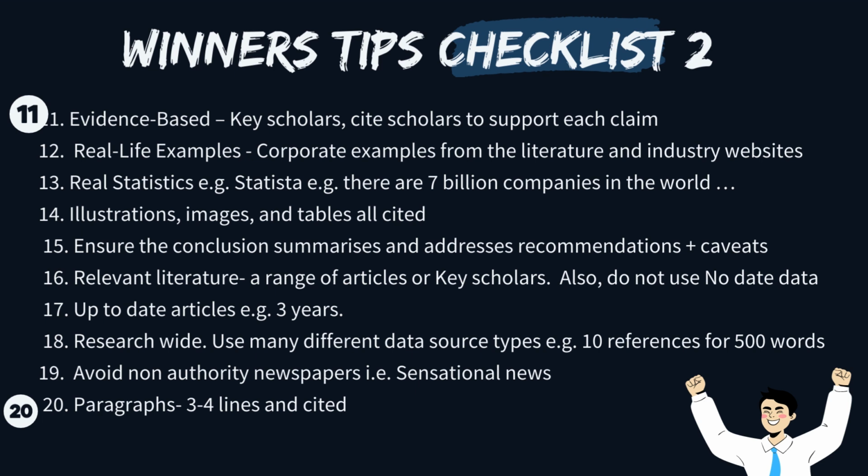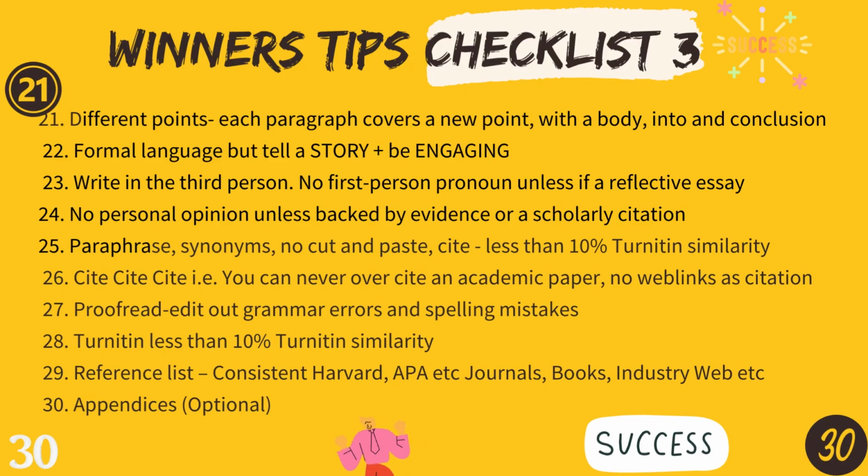Remember, the way you write is every paragraph should start with a new point, for instance, or something along those lines. So three, four lines, a bit slightly more would do, and then cite every beginning or end of the paragraph. You can never oversight. Number 21, like we said, each paragraph should have a different point, different body, and all that.